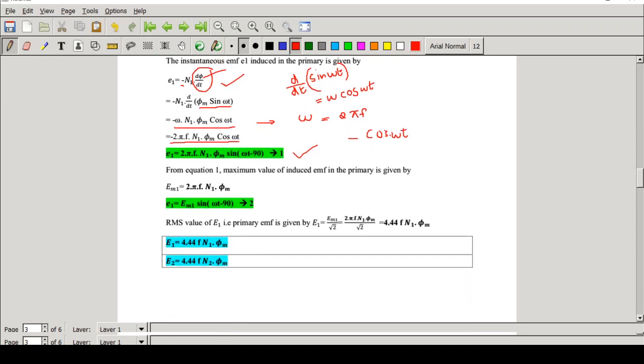Now I want to find the maximum value of this EMF. Maximum value means this particular term has to become 1.